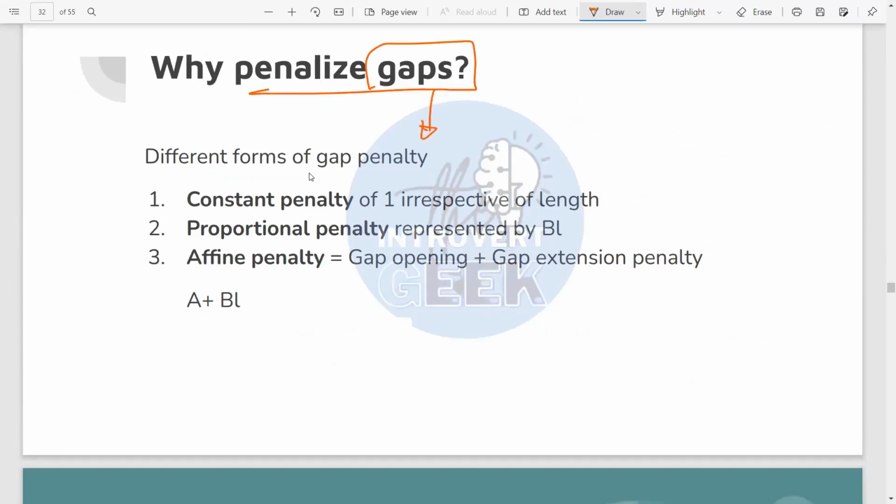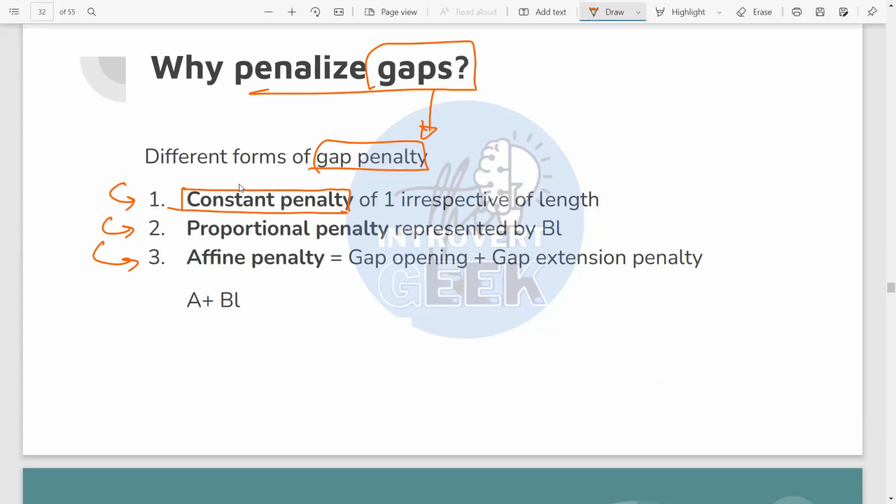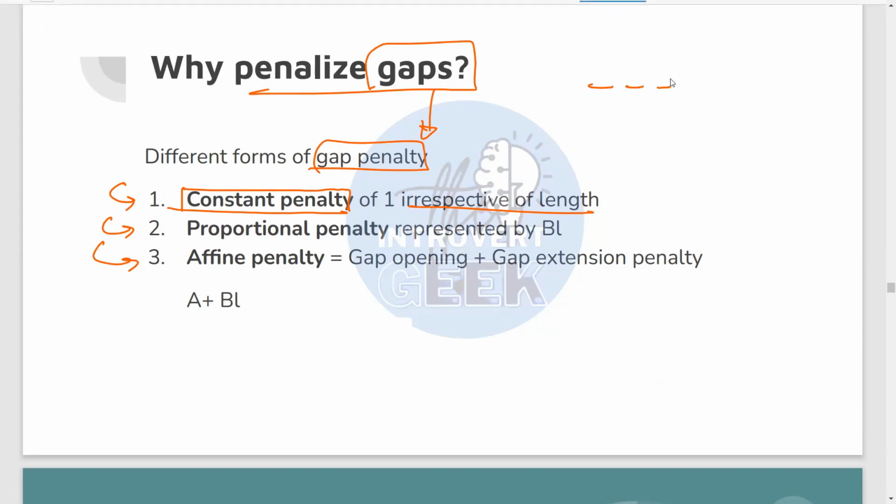So you penalize gaps by keeping a gap penalty. Now, scientists use different methods for penalizing a gap. The 3 most commonly used methods are the constant penalty, proportional penalty, and affine penalty. Now, what is constant penalty? As the name itself suggests, constant, meaning irrespective of the length of the gap. In our previous example, we had added 3 gaps. So let it be 3 gaps, 10 gaps, 15 gaps, you always cut -1. That is the constant penalty which we used while calculating the alignment score.